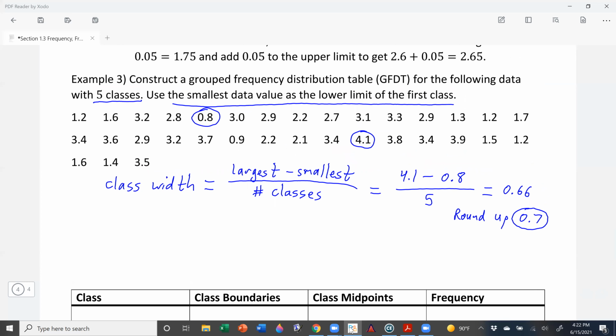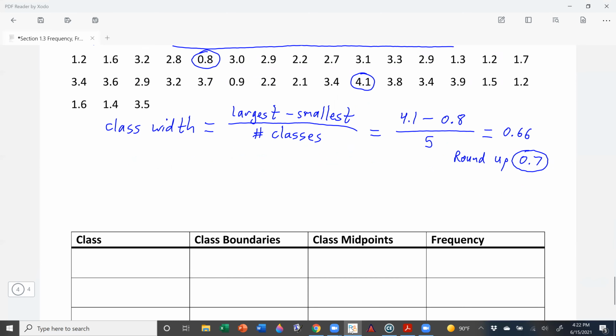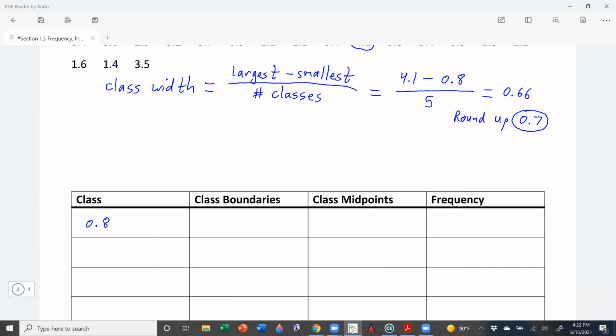Now it said use the smallest data value as the lower limit for the first class. We already circled that smallest data value of 0.8. So I'm going to write 0.8 as the lower limit of the first class. And now this class width tells us the distance that we would go to the next lower limit of the next class. So I want to go plus 0.7. We want to add the class width.